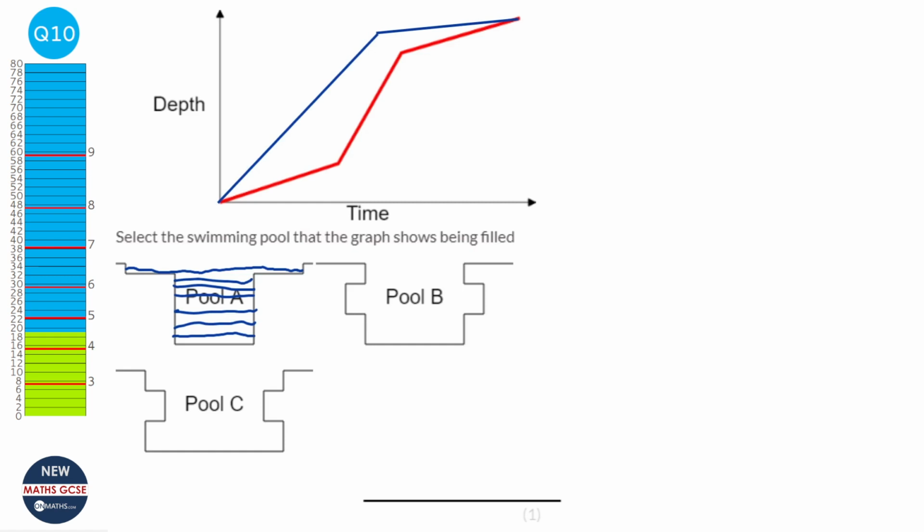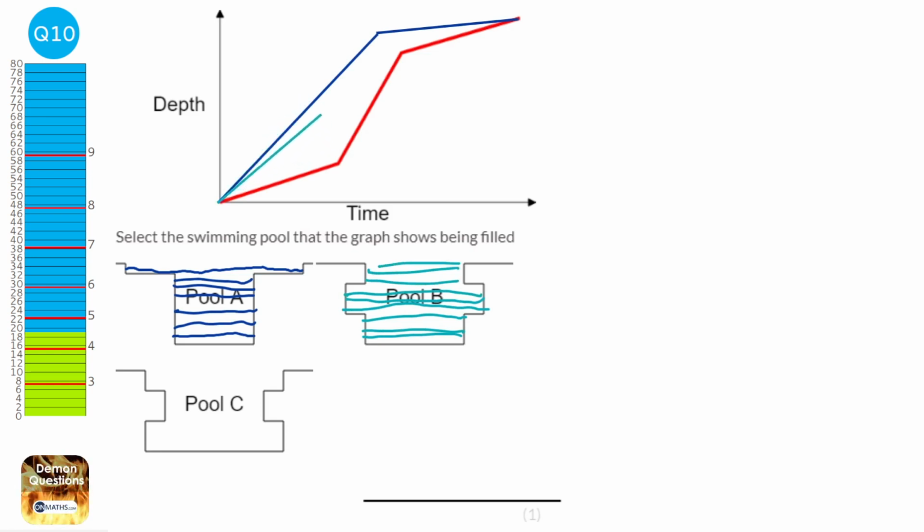And the red graph doesn't really describe that at all. So for pool B, we start off quite quickly because it's quite thin, and then we have a wider bit here, so it will go slower here, and then we go quickly again. So we need a graph that starts off quite quickly, then goes slowly, and then goes quickly. And the steeper the graph on our depth time graph, the faster it's filling up. And that red line doesn't really describe that either.